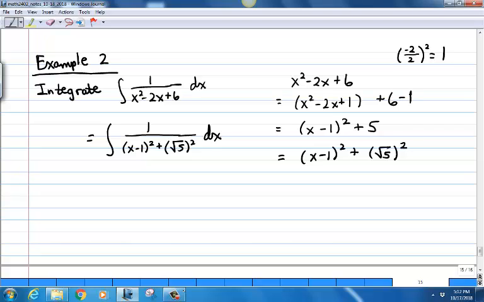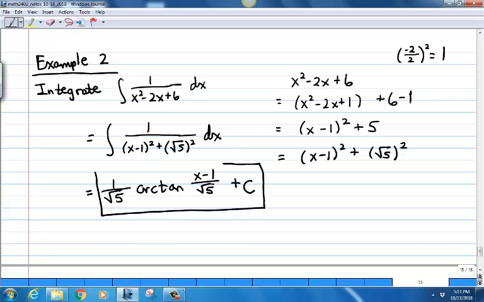an expression that we can integrate using arctangent, right? Because it's the sum of two perfect squares. So this is going to integrate as 1 over the square root of 5, my constant squared is square root of 5, times the arctangent of x minus 1 over square root of 5, and then, of course, plus the constant. So there is my antiderivative, and I didn't need partial fractions to find this antiderivative.